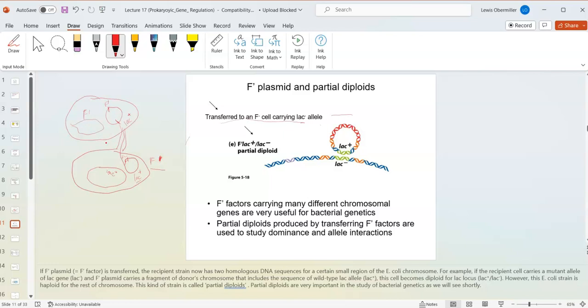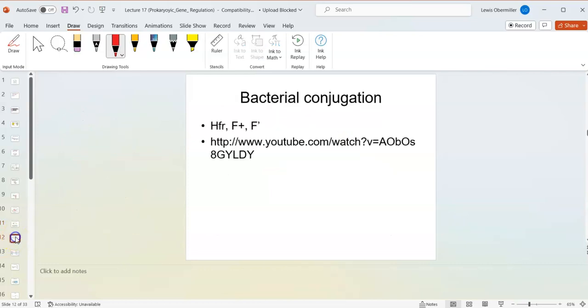So now this is temporarily diploid. It has lac plus on an exogenous piece of DNA outside of the main chromosome, outside of its genome, exogenous. And then this one is lac minus. So this is actually lac plus and lac minus. Now these aren't linked, they're on a different chromosome. This can replicate independently of this. So that's what we call a partial diploid because it's only diploid for whatever is found in the chromosome and the plasmid.